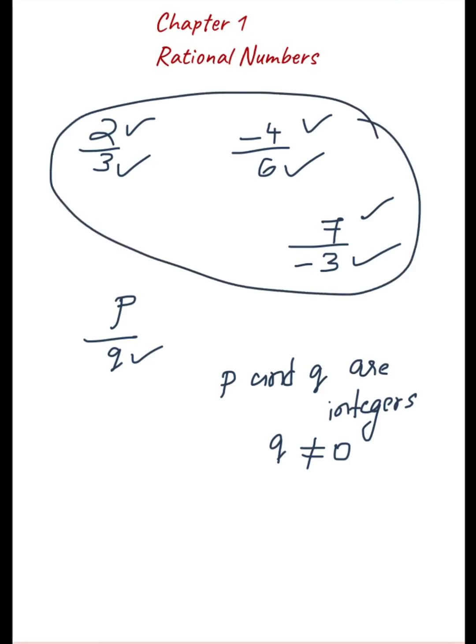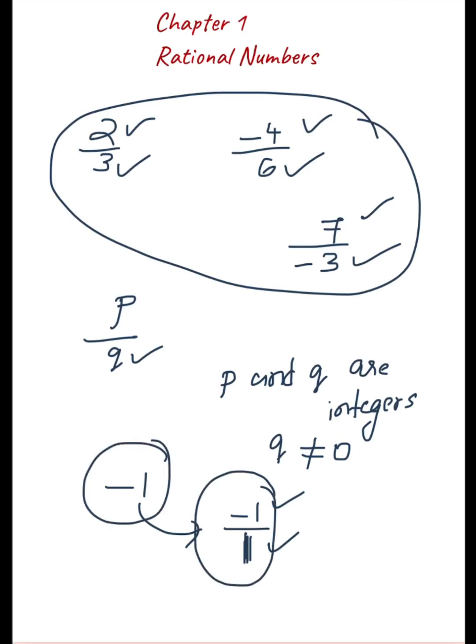So these all are rational numbers. Okay. And if I am writing -1, is this a rational number? Yes, this is a rational number. Why? Because -1 can be written in the form p by q. How? -1 by 1. -1 by 1 is also equal to -1. Here you can see both -1 and 1 are integers, and here q is 1. 1 is not equal to 0. So minus 1 is also a rational number.